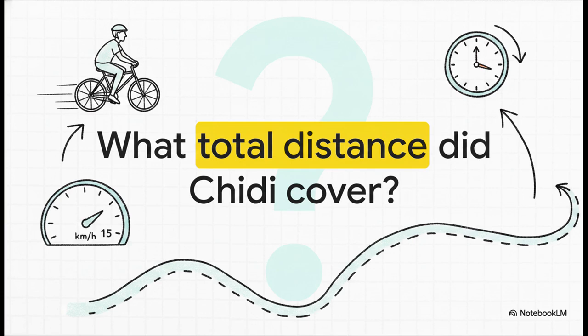Here's our next scenario with Chidi. He rides his bicycle at a steady, average speed of 15 kilometers per hour. He keeps this pace up, riding continuously for 3 straight hours. So what total distance did he cover? Once again, focus on what we already know. Our variables are his speed, 15 kilometers per hour, and his time, which is 3 hours of travel.